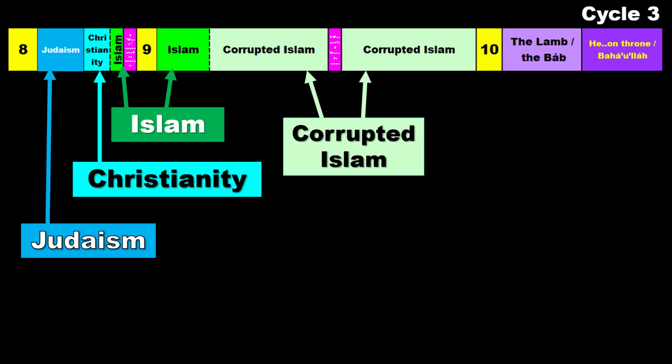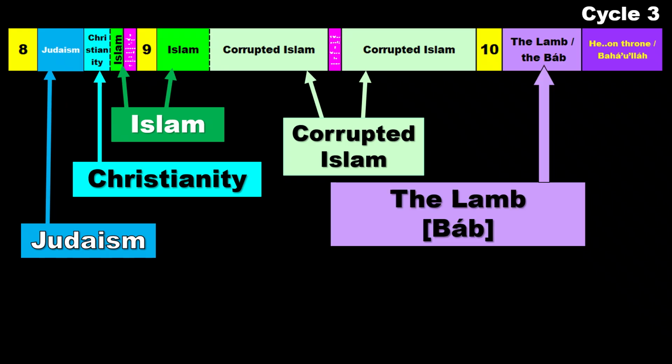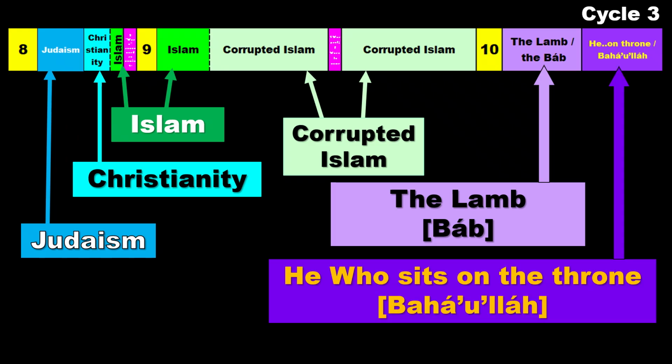Then in chapter 10 at the right, the Lamb, the Bab, is in the world, teaching his faith. He who sits on the throne, Baha'u'llah, is also in the world, on earth, but his divine identity has not yet been disclosed and proclaimed.